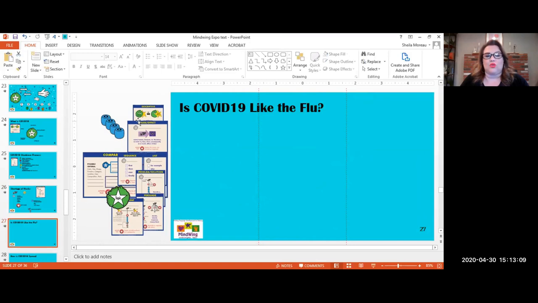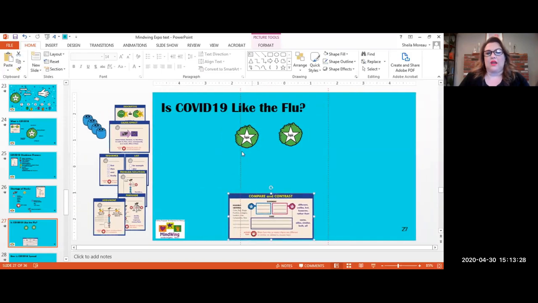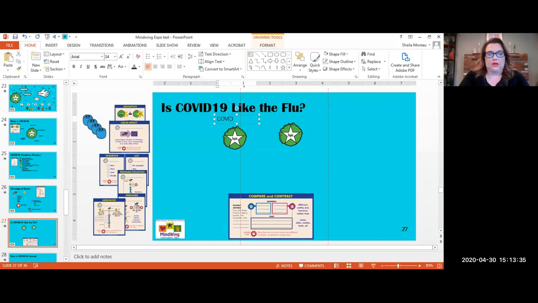So I don't wanna get too technical because I know we don't have a ton of time. Oh, I love that, we learned we can think outside the box. So the topic would be, so you'd have flu, and I'm just going to show you, this would be compare and contrast, right? Is COVID-19 like the flu? So you'd probably want to do COVID-19 and then the flu. Oh, I love that. I'm going to type all your stuff in after.